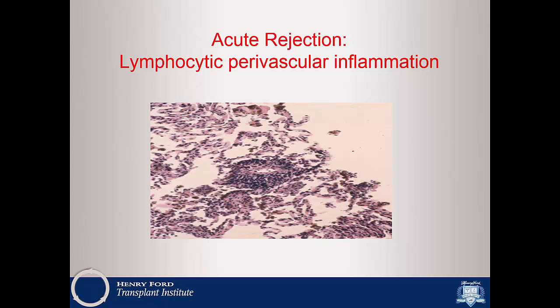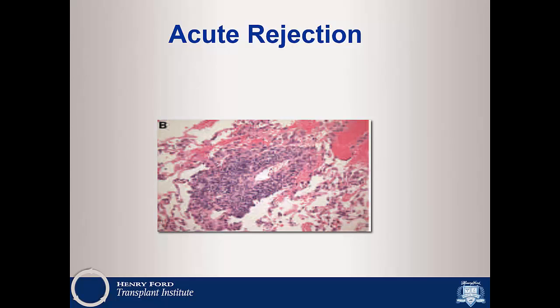So I'm going to show you some pathology of acute rejection, and this should be pretty easy to see. This is a vessel, and these are lymphocytes surrounding the vessel. The degree of rejection is based on what power magnification you need to use to see this. The higher power that you need to see this, the lower the grade of rejection.